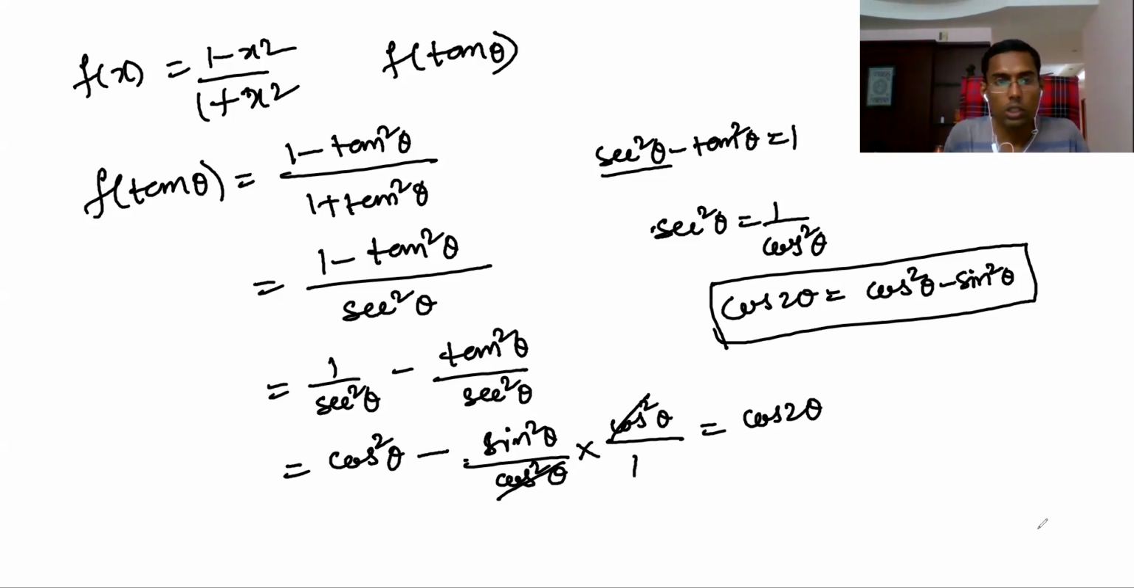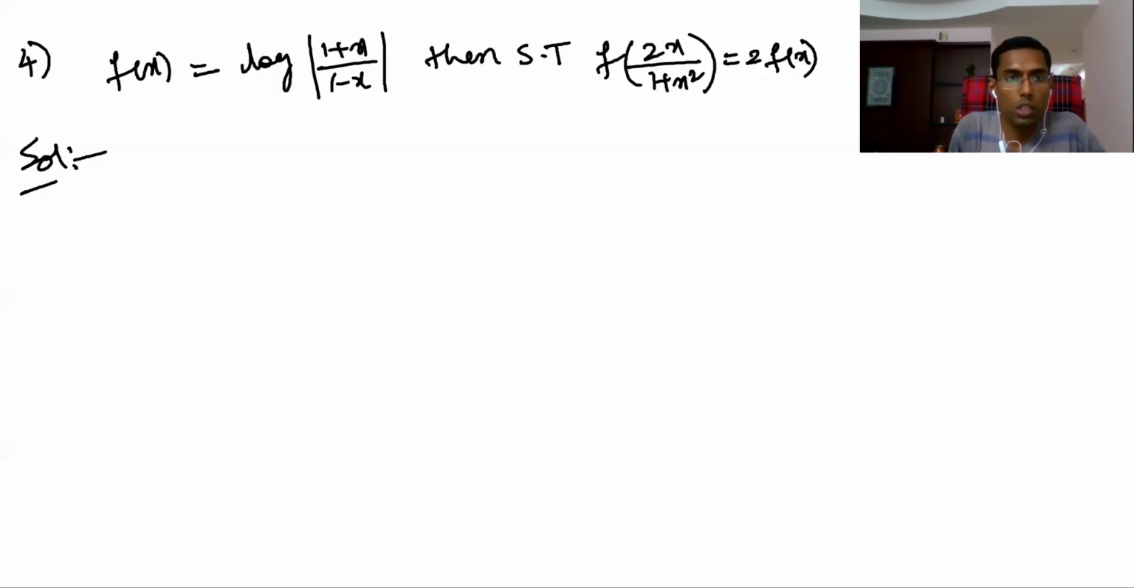This is the third question. Then we'll go to the fourth question. Okay, this is another question. f of x equals log of (1 plus x) by (1 minus x). Then show that f of 2x by (1 plus x square) equals 2 into f of x.